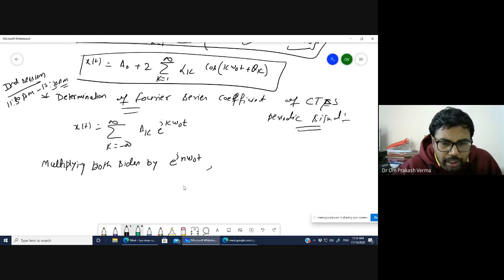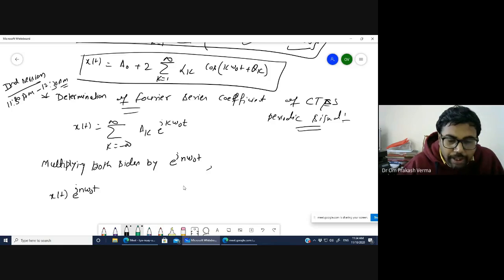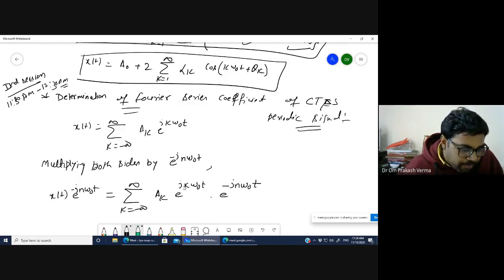So multiplying both sides by e^(j n omega_0 t), then we get x(t) e^(j n omega_0 t). See carefully, and if I make any mistake, just remind me. Okay, so this is a minus. So we multiply x(t) with e^(-j n omega_0 t) on both sides, so it becomes the summation over k equals minus infinity to infinity of a_k e^(j k omega_0 t) times e^(-j n omega_0 t), right?